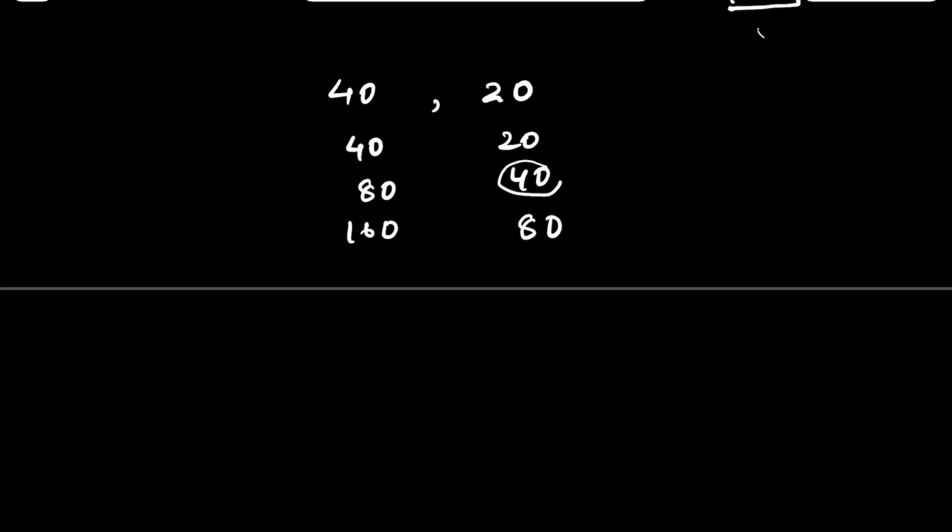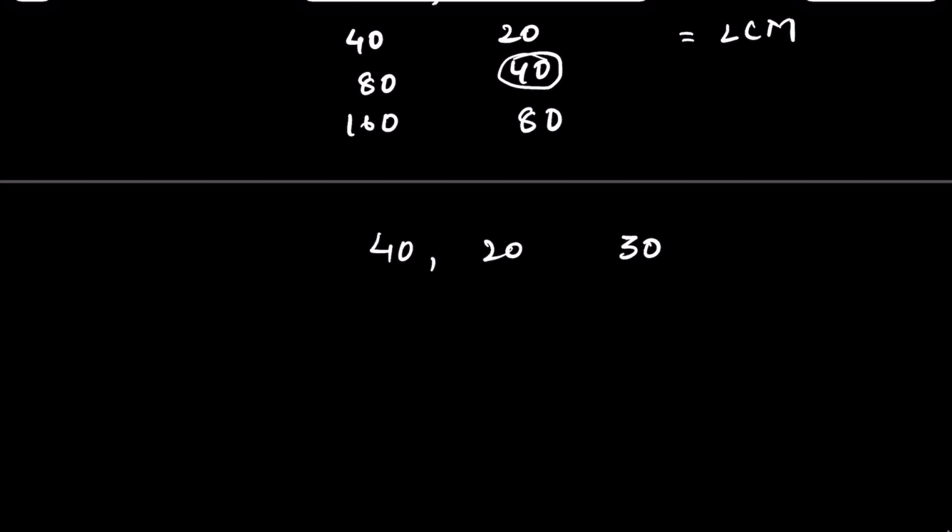If you want to find the LCM through the listing method, for example, multiples of 40 are 40, 80, 120, 160, and multiples of 20 are 20, 40, 60, 80 and so on. Now among these multiples you have to find the least common multiple. So least common multiple will be 40. So LCM is 40.